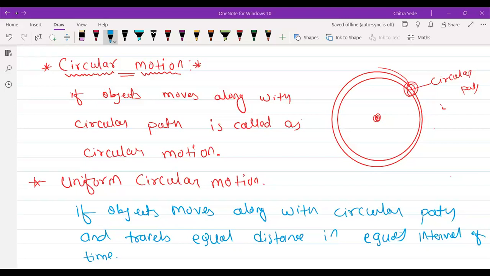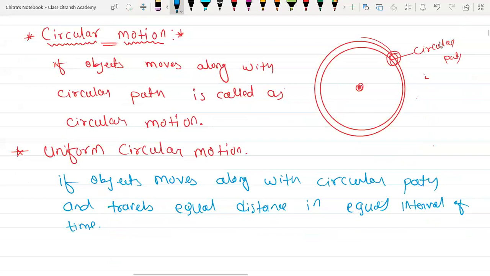Now I have some questions. Have you written everything? Yes, sir. Now I have one question. Suppose the object moves from here, goes around the total circular path, and reaches the same point. So the initial and final point will be the same, right? In that case, the displacement may be zero, beta. Sir, it will be zero, right?